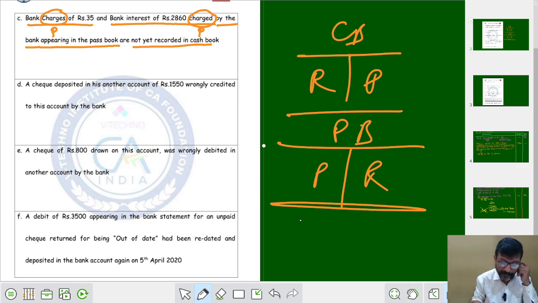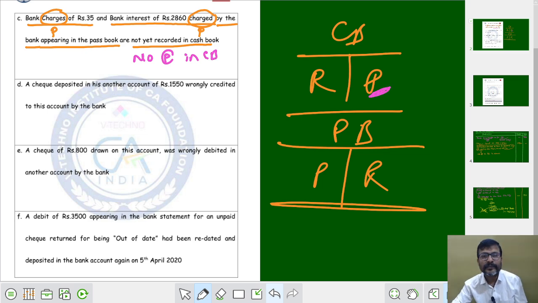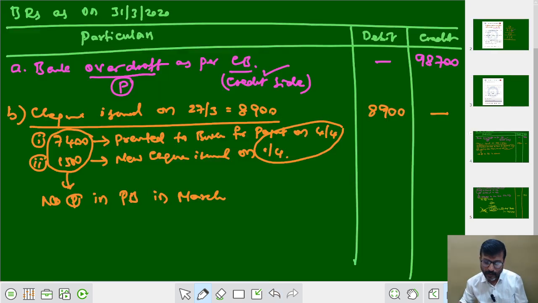What happened here? Bank charges means payment. Payment not entered in cash book means what? No payment in cash book. Where do I have to take it? I have to take it on the same side only. So that is point number C.